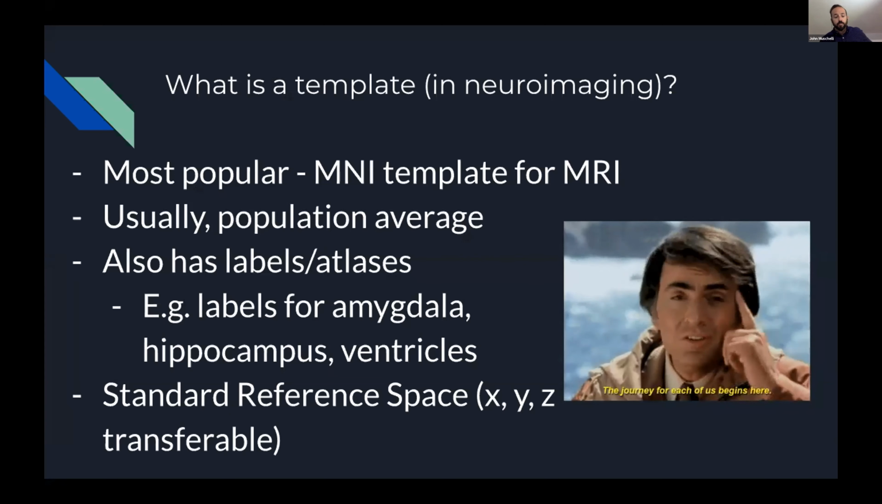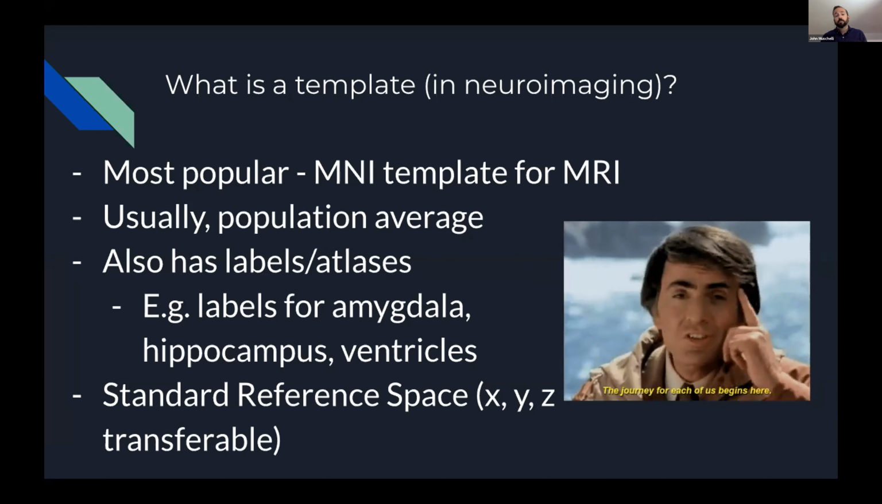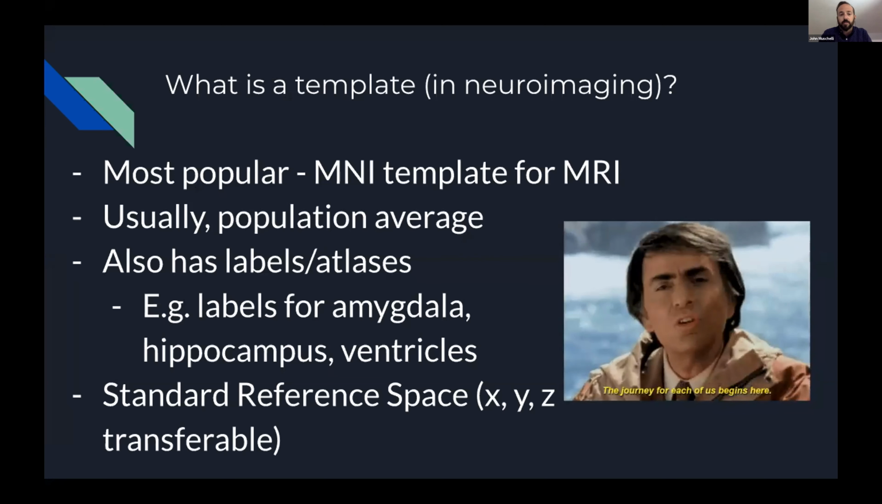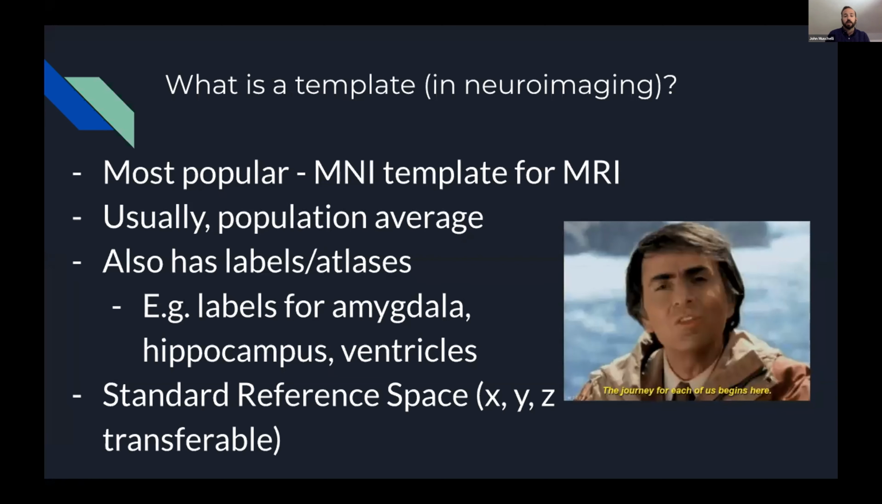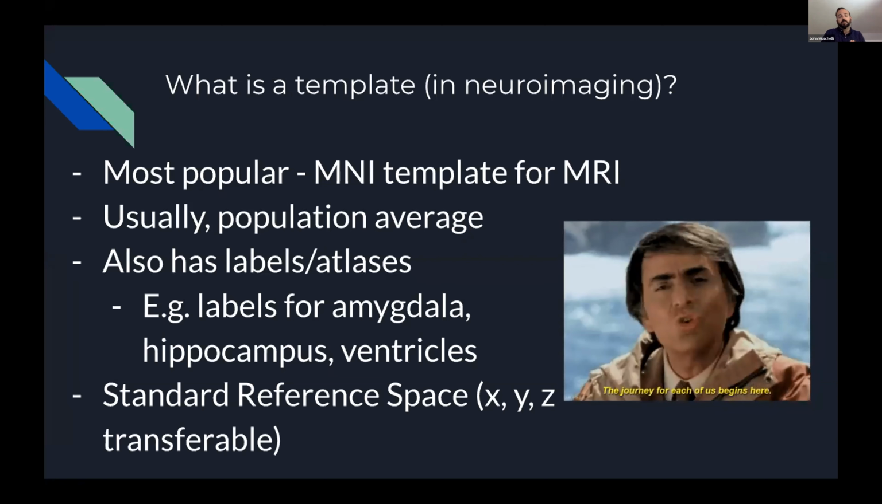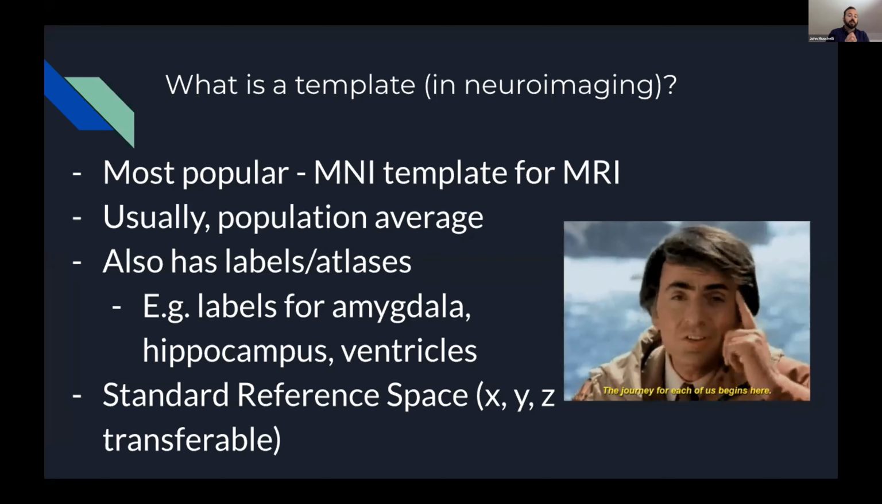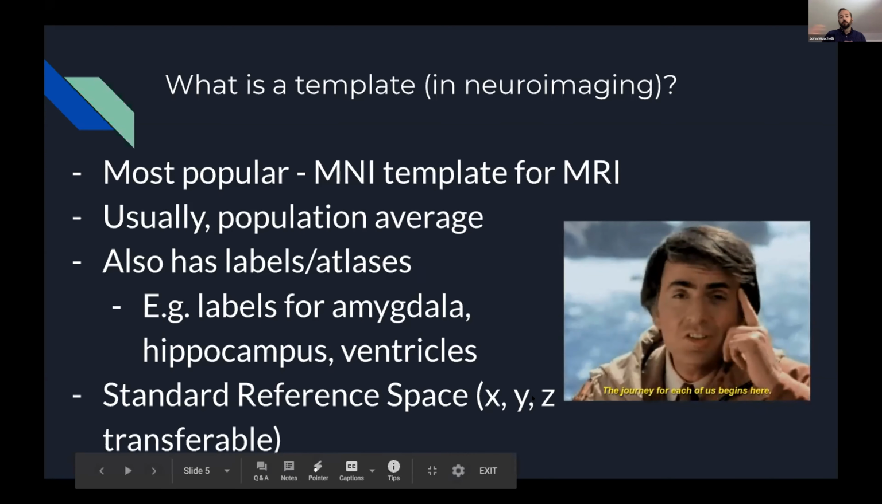I think Raj talked about the desiccant atlas, but I just wanted to go over what a template or an atlas is in neuroimaging. Again, the most popular out there is the MNI template from the Montreal Neurological Institute, and that's for MRIs. Usually it is a population average. The second thing it does is define a space, a coordinate system, so that X, Y, and Z actually mean something, or are at least transferable across studies.